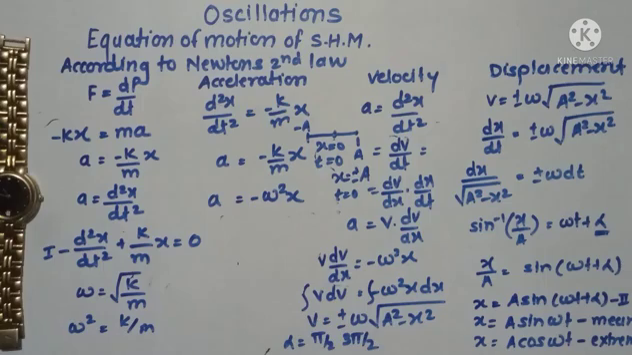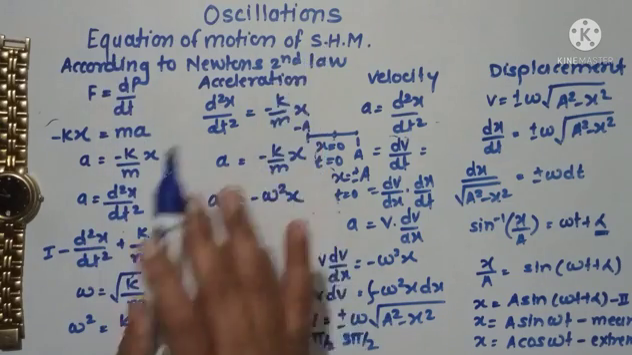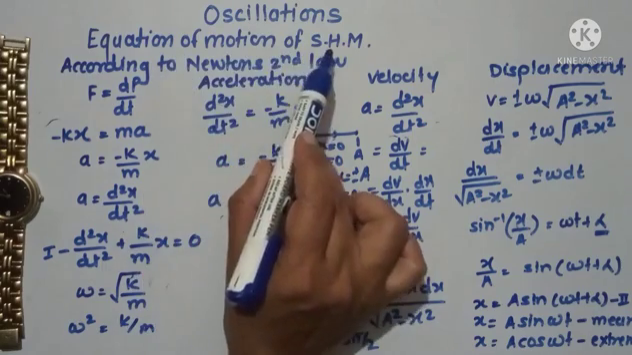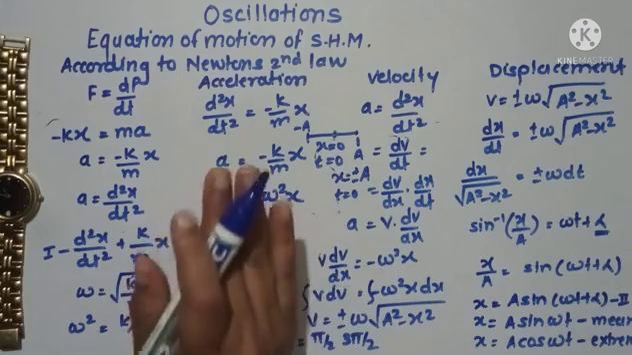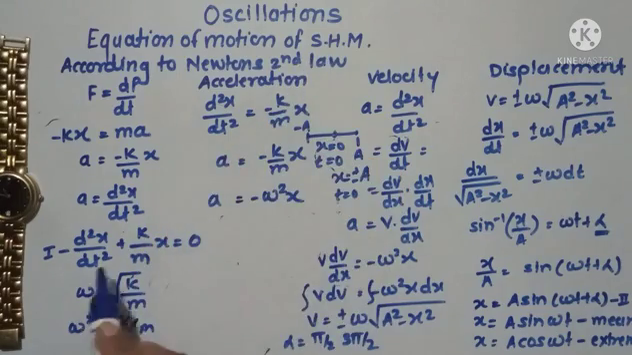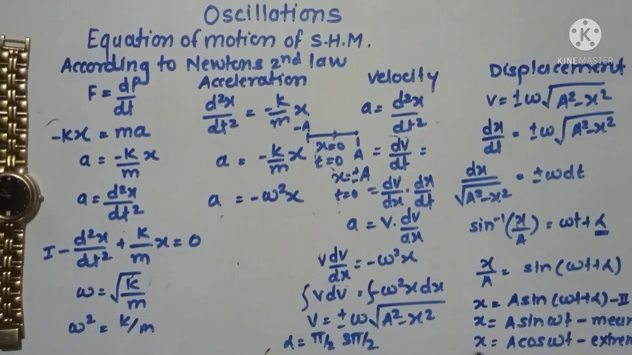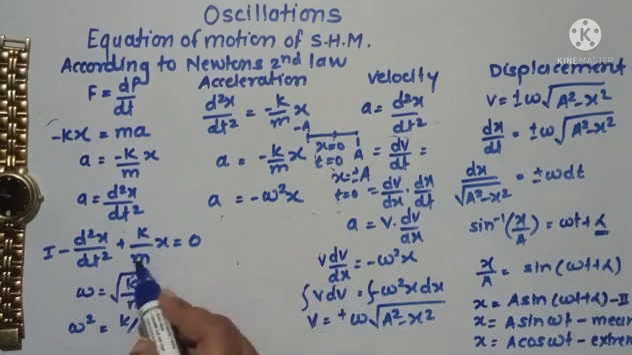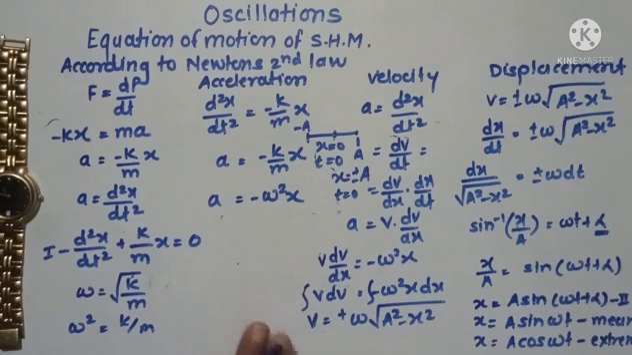So the moral of the story of this lecture is, once you know the equation of the motion of any system, okay, in this lecture we studied the equation of the motion of the simple harmonic motion, then you can calculate acceleration, velocity and displacement also. So the moral of the story of this lecture is, once you know the equation of the motion, then you can calculate all the physical quantities related to any system.